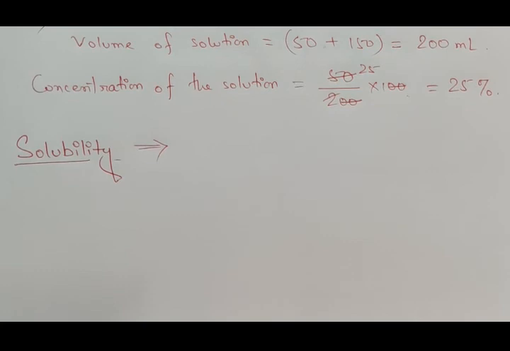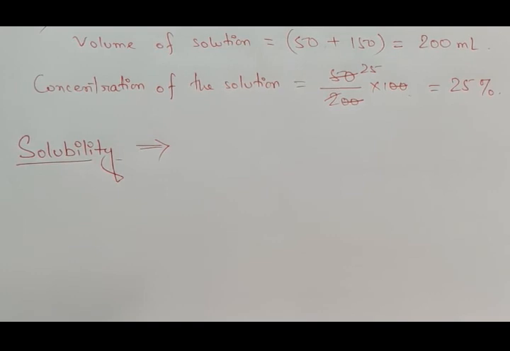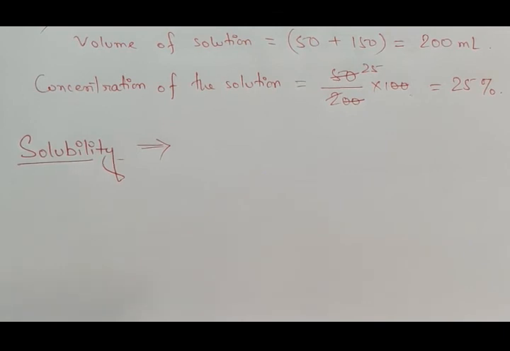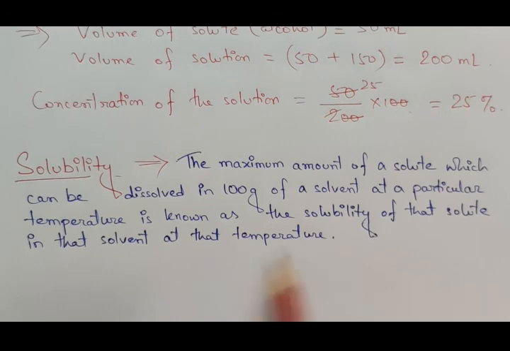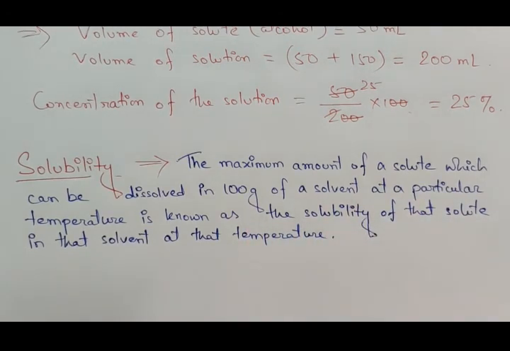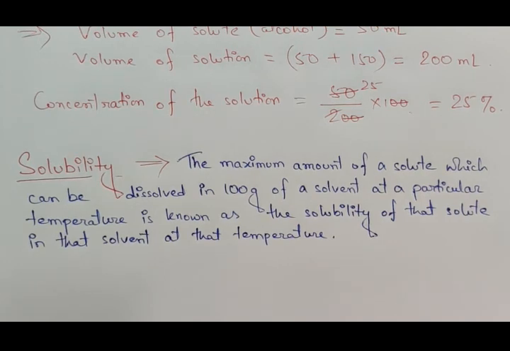So again you need to mention the temperature condition and the type of solvent also. See, different solutes dissolve in different solvents. So here we need to mention the type of solute and type of solvent also, and again the temperature condition is important. So how to define the solubility? It is the maximum amount of a solute which can be dissolved in 100 grams of a solvent at a particular temperature. So if the solvent is water, then we can define solubility as the maximum amount of a solute which can be dissolved in 100 grams of water at a given temperature is the solubility of that solute in water at that temperature.